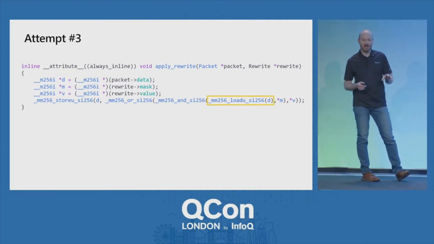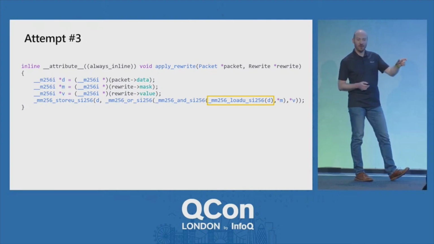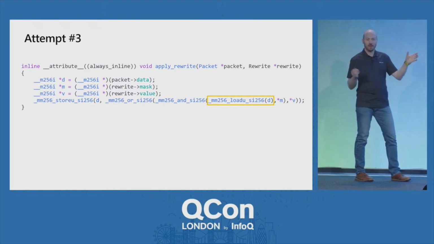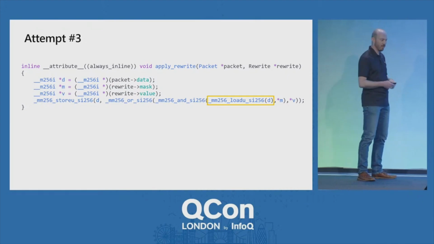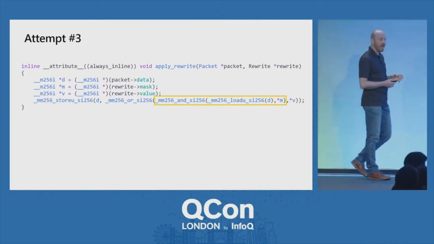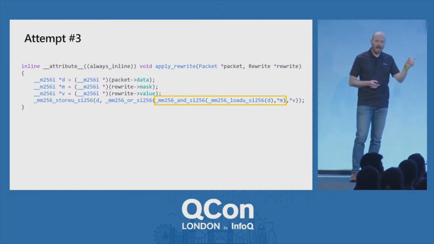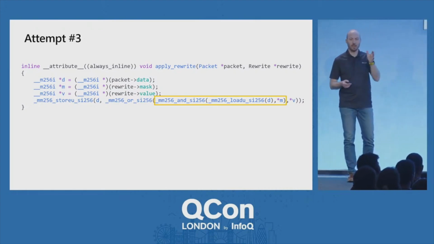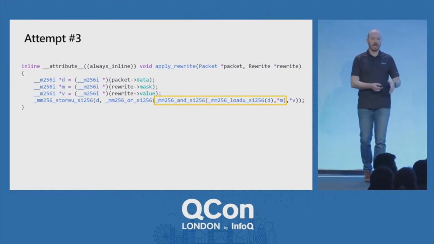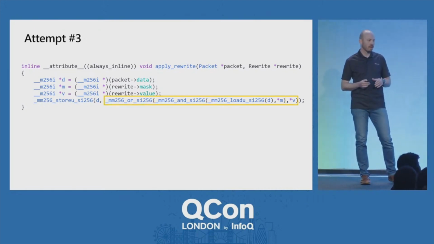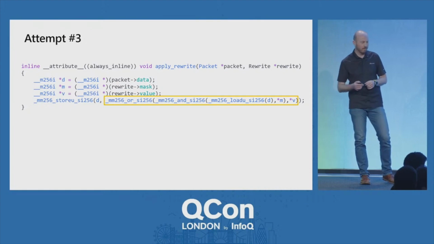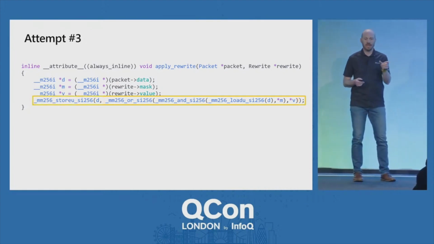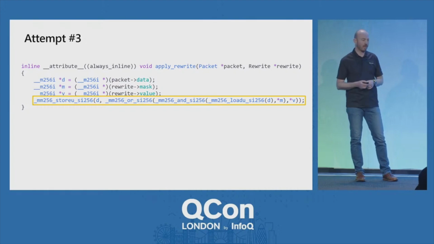So the first thing we're going to do is we're going to load the data from the packet, and we're going to put it into a vector. So vector instructions operate on vectors. We need to get the memory into a vector. Then we're going to use an AND, the VPAND instruction, to AND the data from the packet with the mask. So we're going to zero the bits we want to rewrite and keep the bits we want to keep. Then we're going to do an OR. So this is where we OR in the rewrite value for the bits we want to rewrite. And finally, the data we've got is in our vector still, so we need to put it back into the memory where the packet is. So we have to store it.